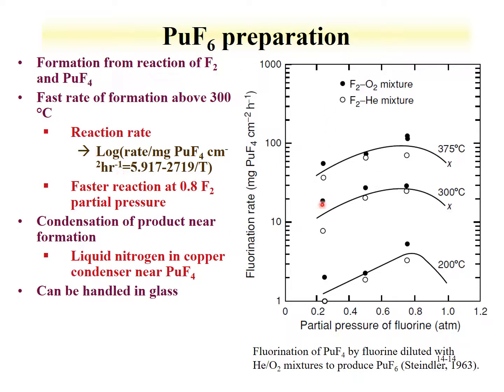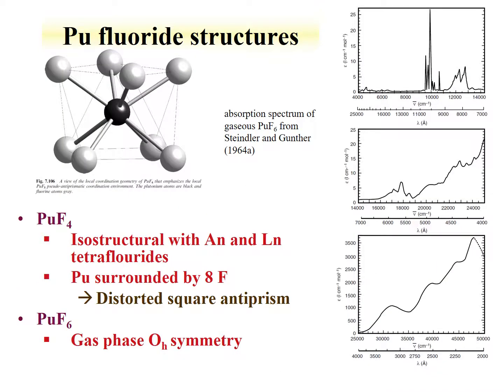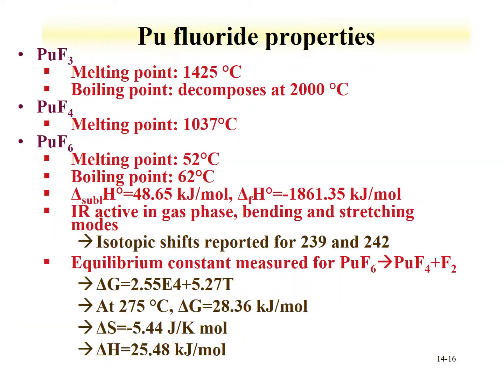And this material can be handled in glass. So the degree of fluorination from the plutonium hexafluoride is relatively low. The structures of the fluorides: the tetrafluoride is isostructural with the actinide and lanthanide tetrafluorides, shown here. And like uranium hexafluoride, plutonium hexafluoride has OH symmetry in the gas phase.